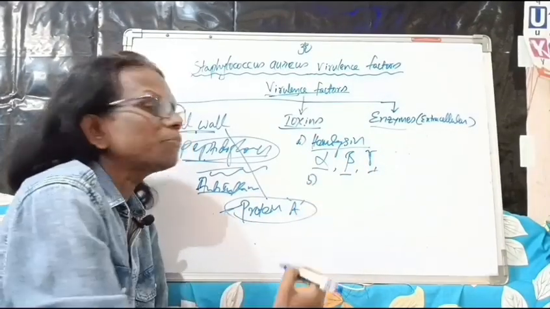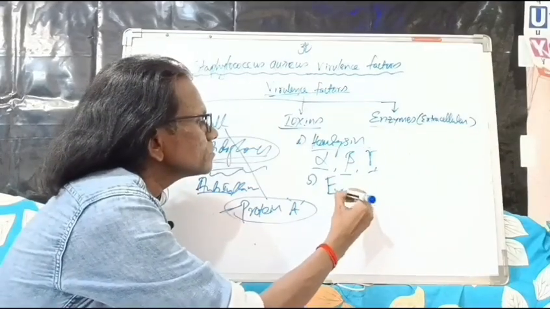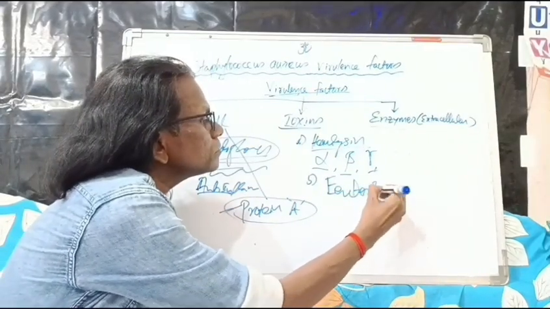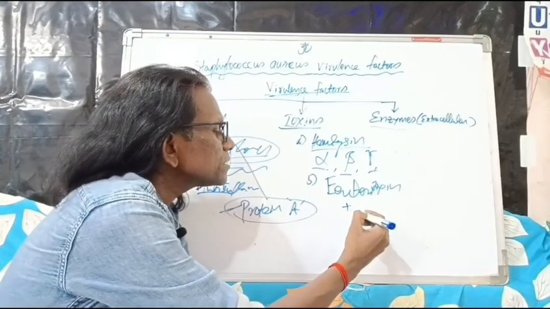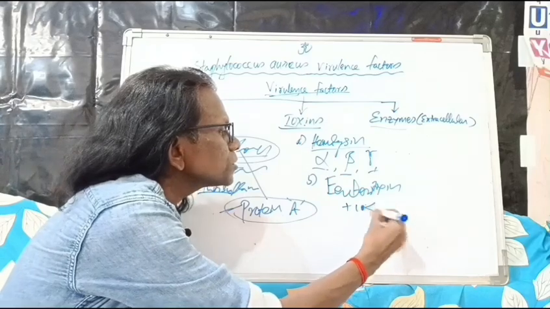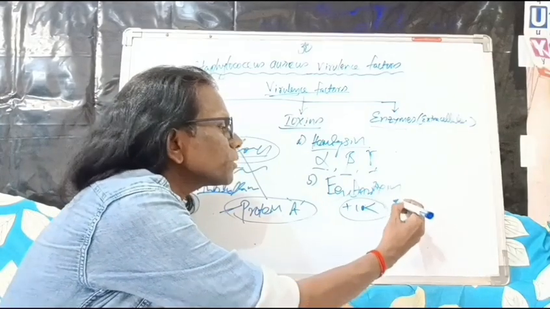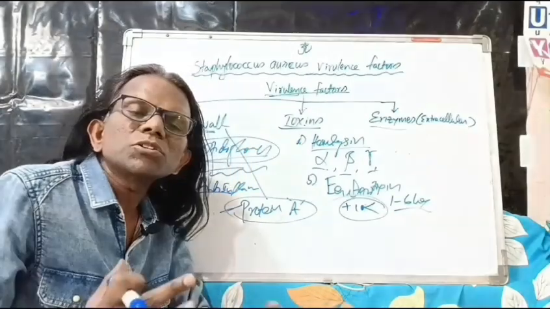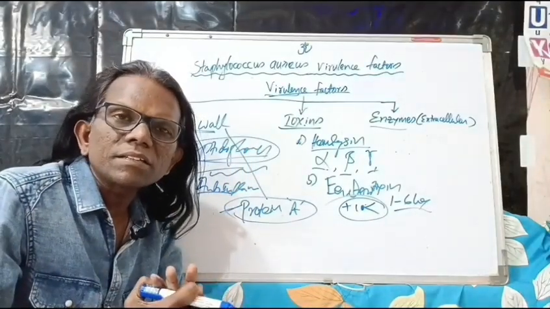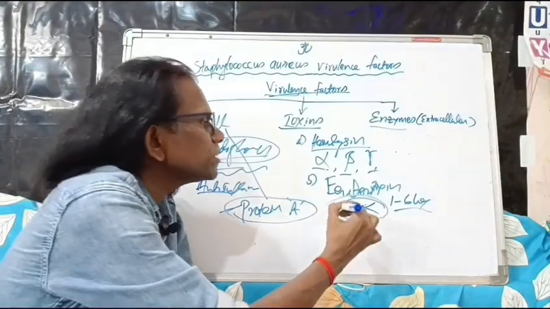And the second factor is enterotoxins. The Staphylococcus enterotoxin. So once the favorable temperature arises, above plus 10 degrees centigrade, if the food is exposed for 1 to 6 hours, the enterotoxin, the toxin formation will occur.